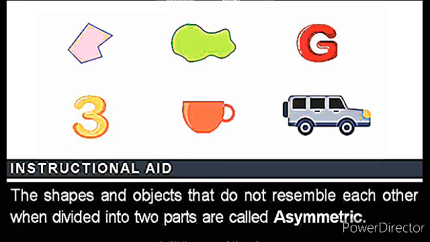This time around we want to explain what is asymmetric. Look at the shapes above. The one that looks like a gun, the one that looks like a map, the G, the 3, the cup, and the car. The shapes and objects that do not resemble each other when divided into two parts are called asymmetric. Please take note. Okay, so asymmetric.